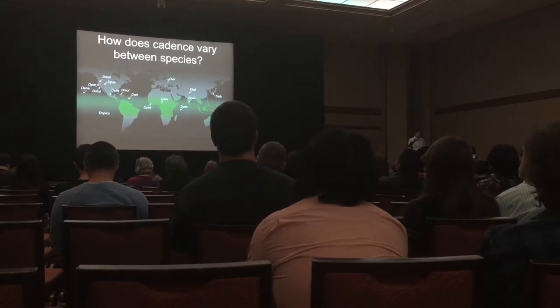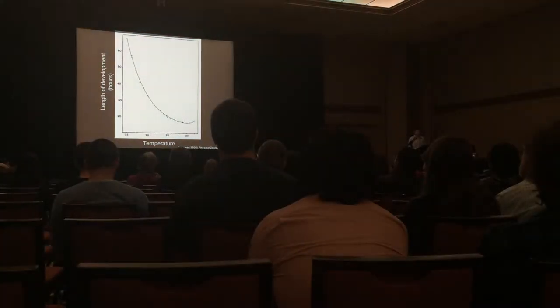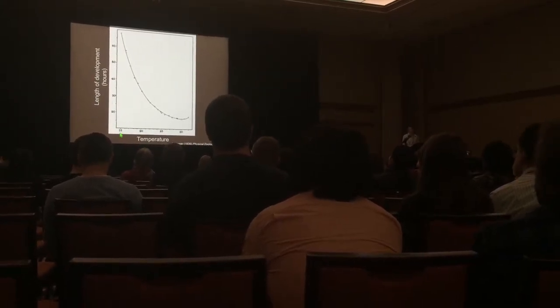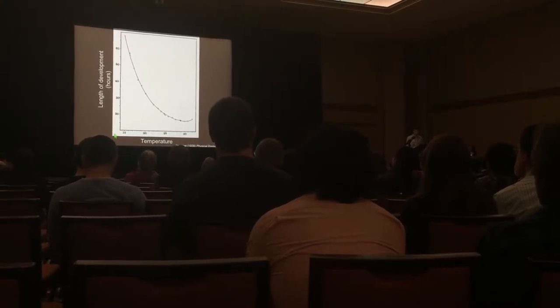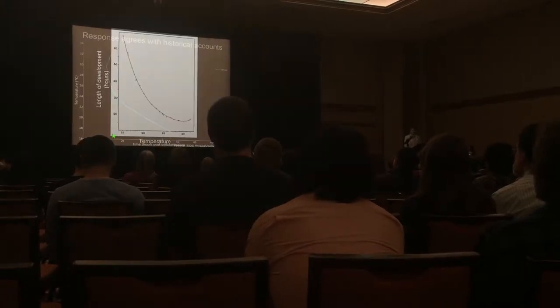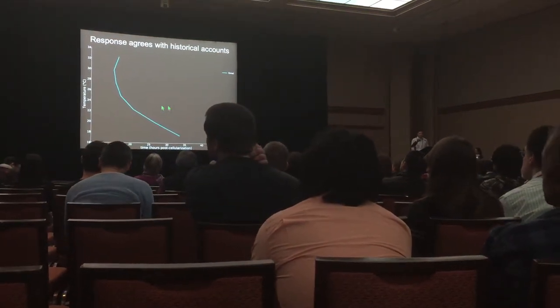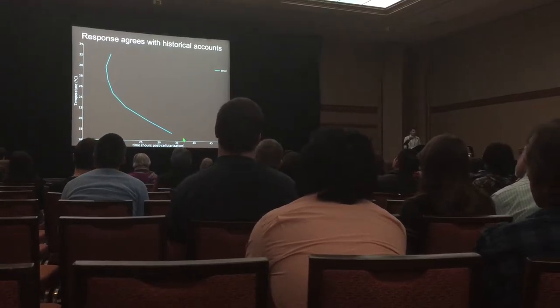So we have flies from all over the world. And so a good starting point is just looking at melanogaster. So here we have the length of development, and it accelerates as temperature goes up. And this has been well established, and in lab I was easily able to recapitulate this. Here you have temperature, and of course, it takes longer at colder temperatures.